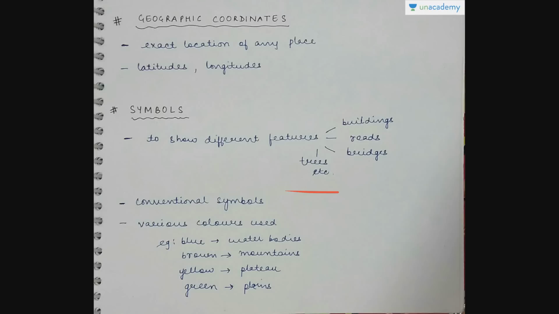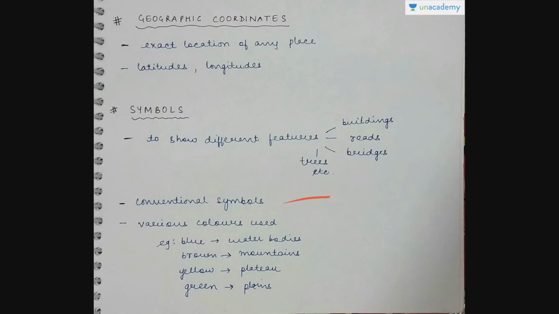Suppose if I use one symbol to represent a tree and you use some other symbol to represent a tree, and when we both meet each other and discuss our maps, we will not understand each other's maps, so there will not be uniformity in understanding. So they are accepted everywhere, they are the conventional symbols, agreed upon and then accepted.